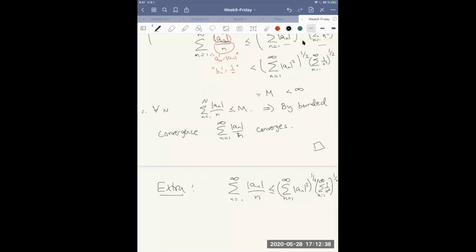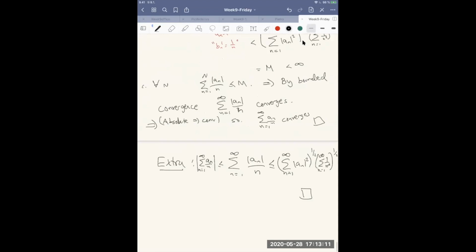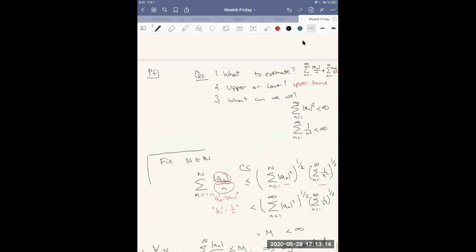But there's one more word in this proof. Absolute implies conditional convergence. So the original series, a_n over n, converges. And because it converges, we can also put the absolute value on the outside. It will not make sense unless it converges. But this concludes the sequence of this workshop. I hope you found it useful.